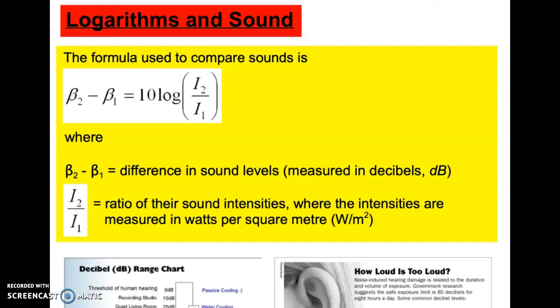The next application we have is logarithms and sound. So it's very similar actually to the formula that you use for the Richter scale for comparing two earthquakes. Here you're comparing two different sound levels. And you'll notice that there is this 10 in front of the log of the intensities. But that's really the main difference: we use beta to represent sound levels. It's measured in decibels. And then there is that 10.